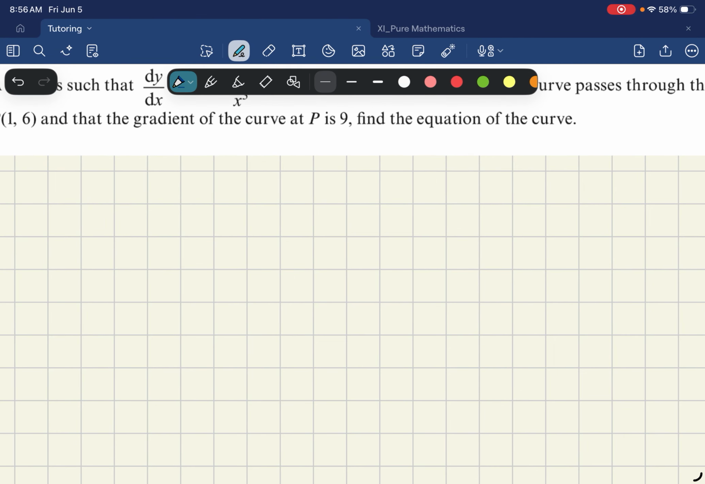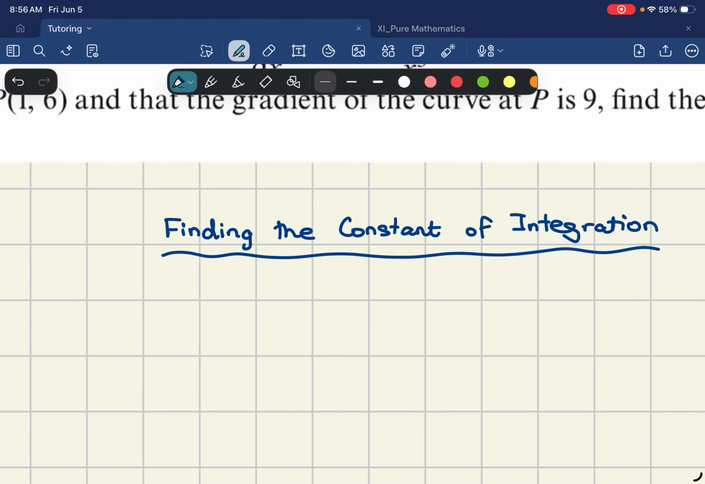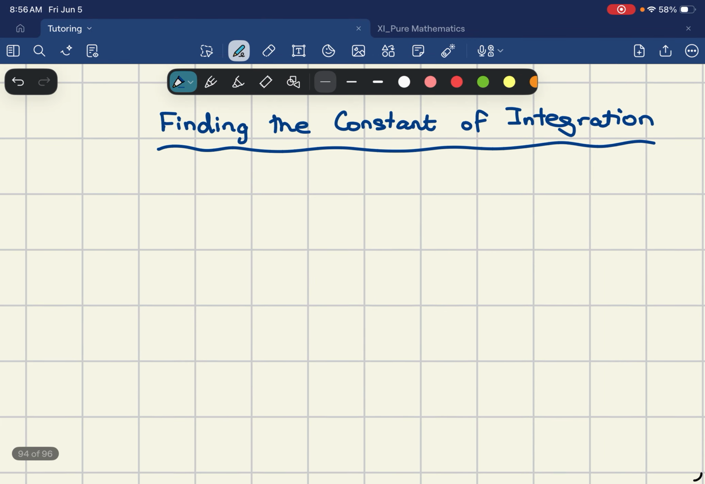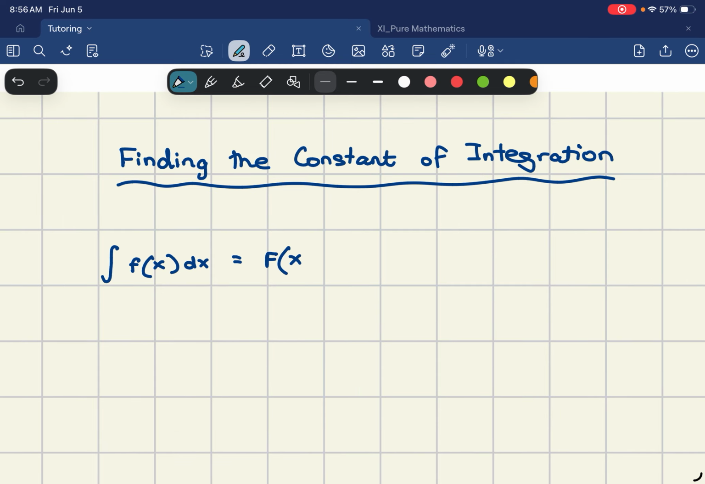Alright, so in this video, we're going to find the constant of integration. To find the constant of integration, let's quickly recall something. Whenever we integrated a function f of x with respect to dx, what we got was a function capital F of x plus some constant c. And this is the c that we are going to be looking for.